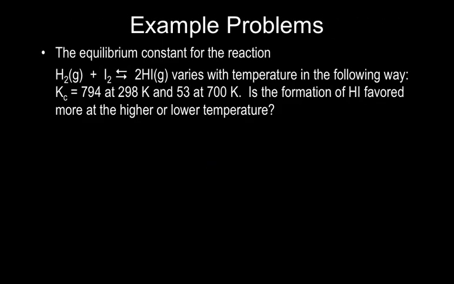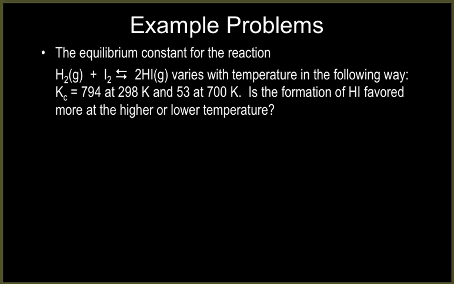Okay, another example. This says the equilibrium constant for this reaction, H2 plus I2 gives us 2HI, varies with temperature. So Kc is 794 at 298 K and 53 at 700 K. So at a lower temperature, you have a larger K value. At a higher temperature, you have a smaller K value. So it says, is the formation of HI favored more at the higher or lower temperature? So our desired goal here is HI.